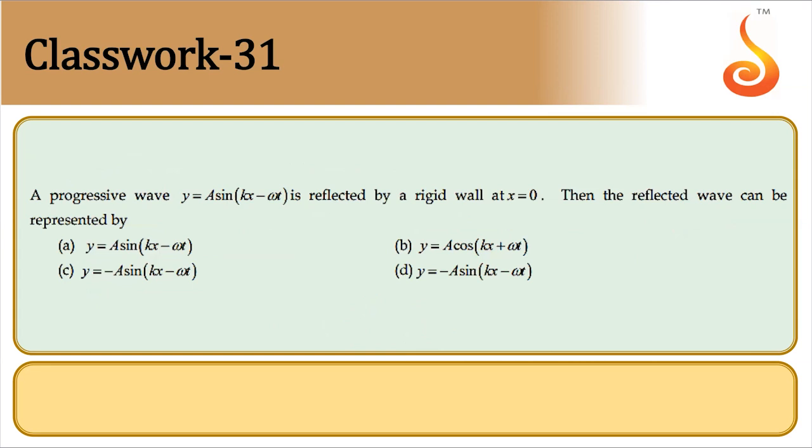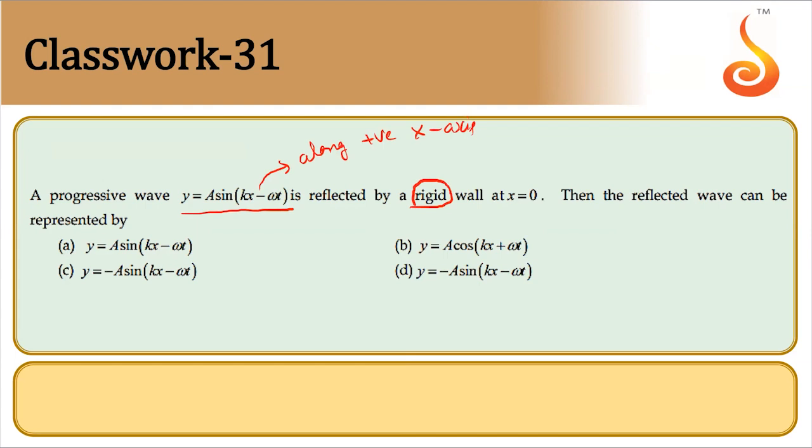A progressive wave y equals a sine of kx minus omega t is reflected by a rigid wall at x equal to 0. Then reflected wave can be represented by. See here, it is reflected by rigid wall at x is equal to 0. Clearly kx minus omega t is there. Since there is minus sign, it is traveling along positive x-axis. So reflected wave should be traveling along negative x-axis. So it must be kx plus omega t.